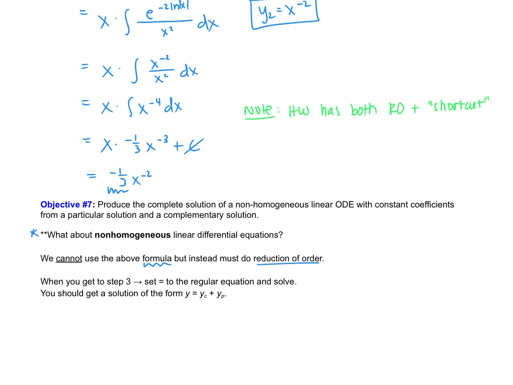So then when you get to step 3, though, you are going to set your expression equal to the regular equation. What I mean by that is, since it's non-homogeneous, your equation is not going to equal 0, it's going to equal something else. And then you'll solve. You're going to get a solution of the form complementary, add particular. And just to remind you, your particular solution has no arbitrary parameters. So there's no C in it, whereas your complementary solution will have arbitrary parameters. You do have 1 or 2 like this on your homework, so make sure you give them a try.